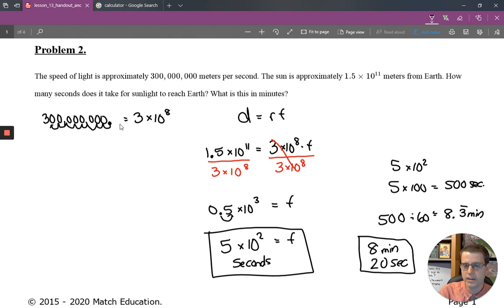So when you look at the speed of light and how far it is from the sun to the earth, it takes 8 minutes and 20 seconds for it to travel all that distance to go from the sun to the earth.